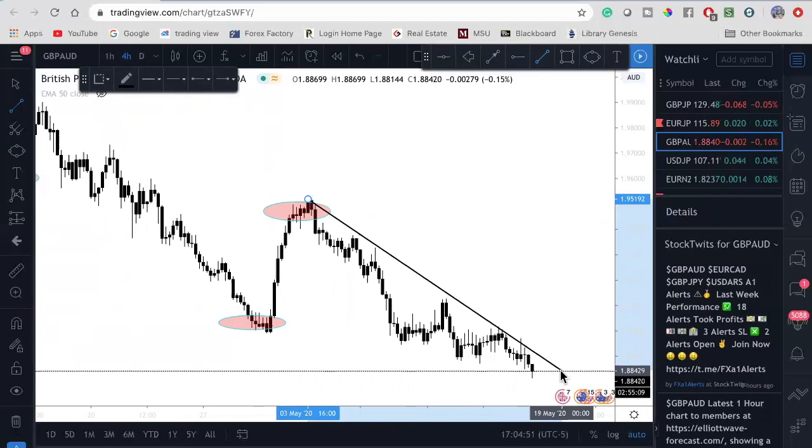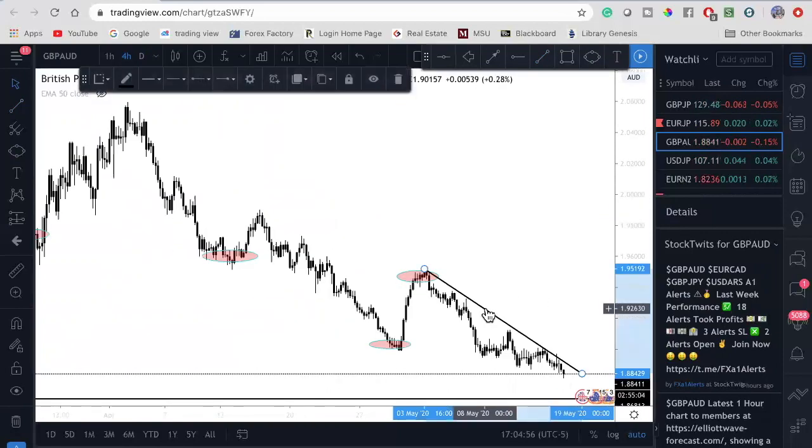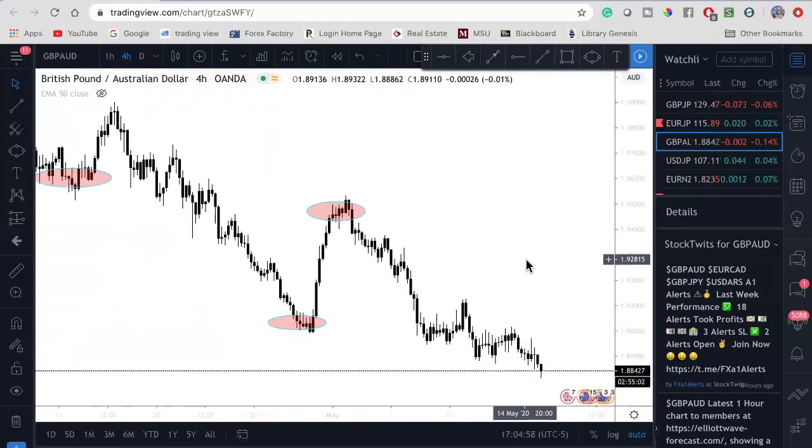So we could use this trend line. It's not perfect. It's not beautiful. That's why I don't really like to use trend lines personally. I would rather just use some support and resistance based on market structure.